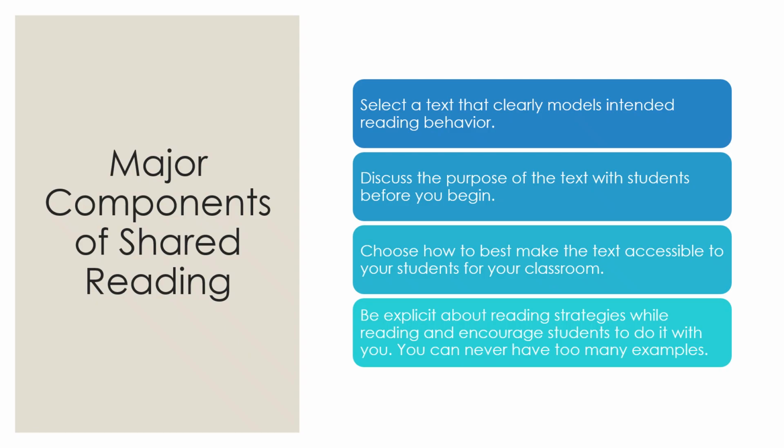Make sure and be explicit about this. Help them to understand where they're going before you even start. Choose how to best make the text accessible to your students in your classroom. That's going to be different for every teacher and every classroom and every content area based on the way your classroom's set up, but every student needs to be able to equally see and access that text. And then you should also be explicit about reading strategies while reading and encourage students to do it with you. You can never have too many examples in this case.